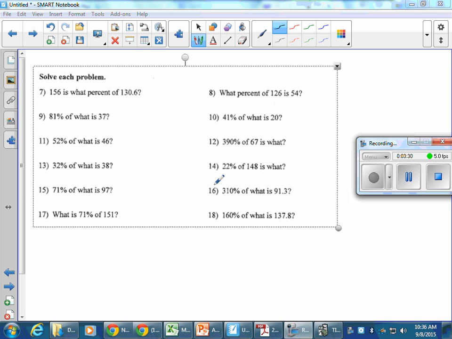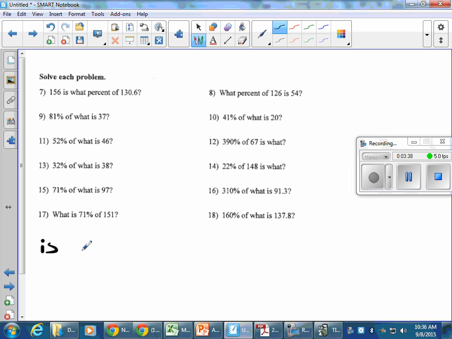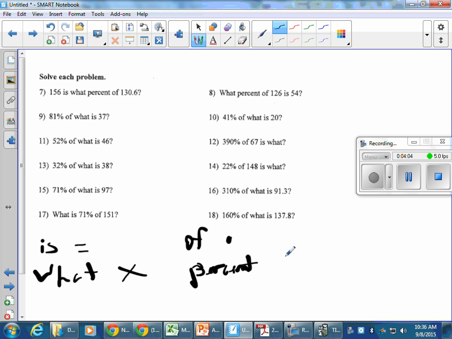Alright, 7 through 18 are all percent problems. So we need to talk about some words. The word is means equals. Typically when you see what or what number, that's going to be X. If you see the word of, that usually means times. I'll just draw a dot to indicate times. Well, that dot didn't turn out very good. Times. Percent is usually over 100. That's what the word percent means. Over that number over 100.